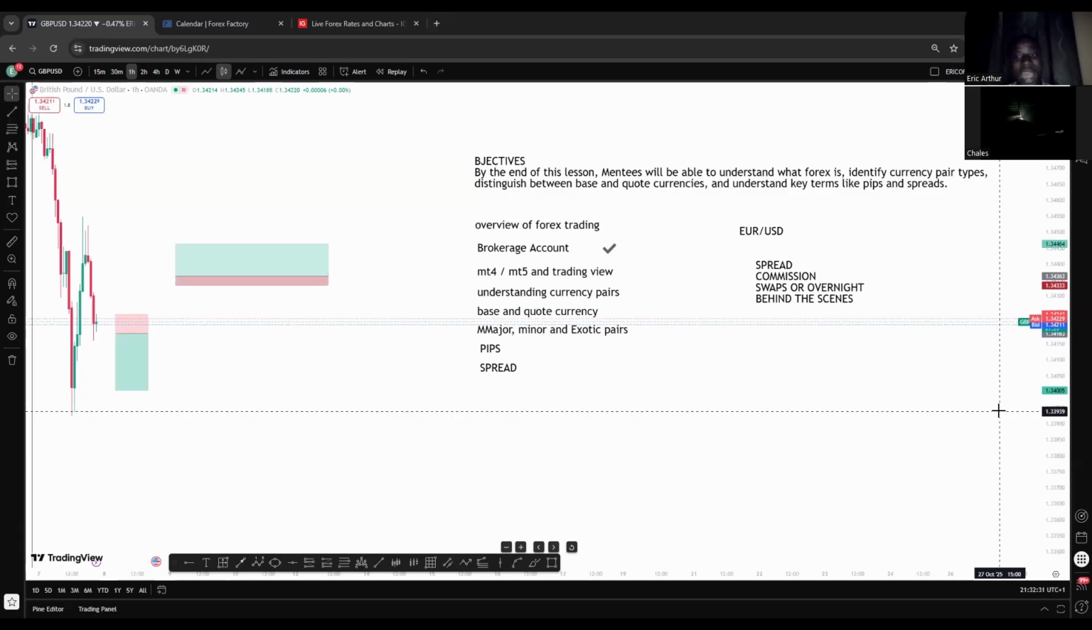In this model the broker acts as a true intermediary. That's the A book. They pass your trade order directly to a liquidity provider, a large bank or financial institution. The broker profits solely from the spread and a small commission. They don't take the other side of your trade. So this is the transparent one. But the other one, the B book with market makers, is not like that.